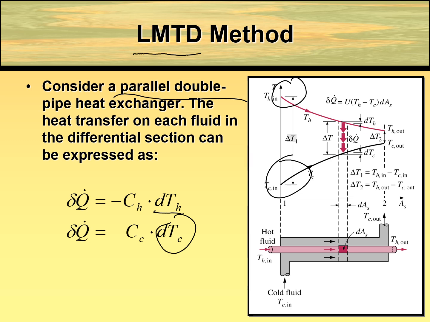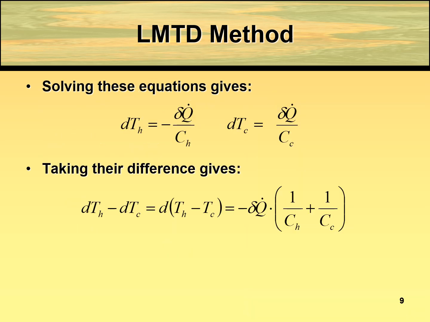Okay, so delta T1 is TH in, delta T2 is the TH out. So dq is U times (TH minus TC) times dA. With this, dTH is equal to, reorganizing the previous equation, minus dq over CH, and then dTc is dq over CC.